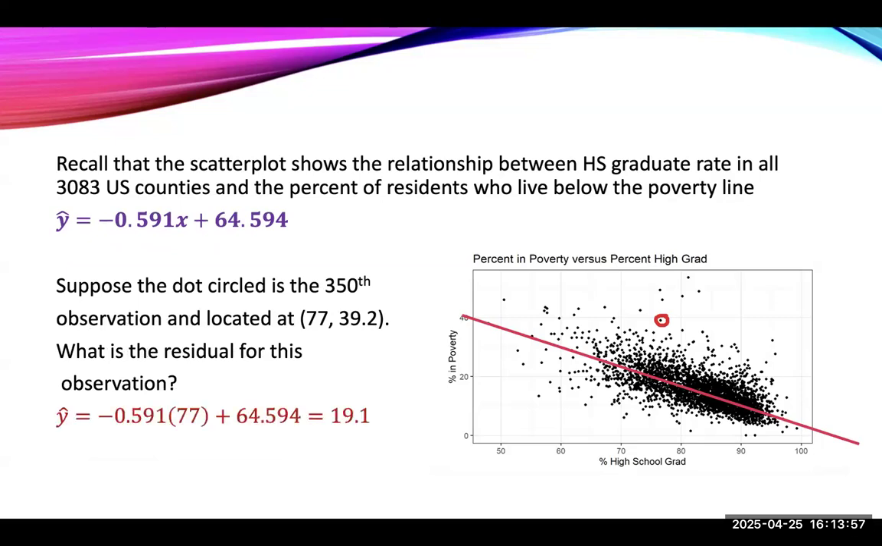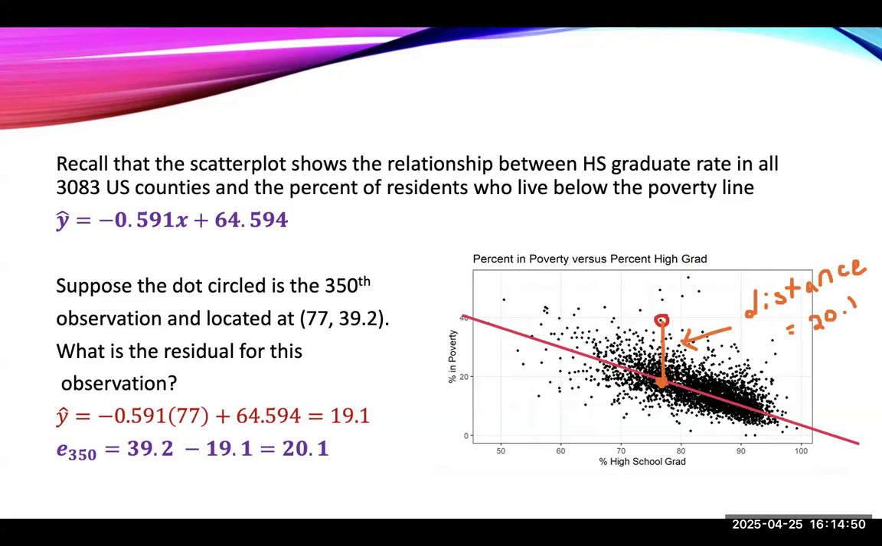What we're going to do is take that X value, the 77, and find the Y value that lives on the line corresponding to that X value. So we're just going to take the 77 and plug it into the line, and we get 19.1. So the residual is the Y value of the dot, 39.2, subtract this estimated Y value that lives on the line, the 19.1, and we get 20.1, which is the vertical distance from the dot to the line.